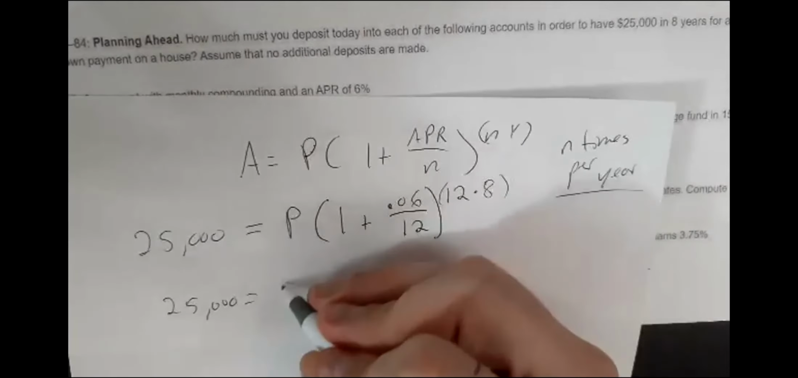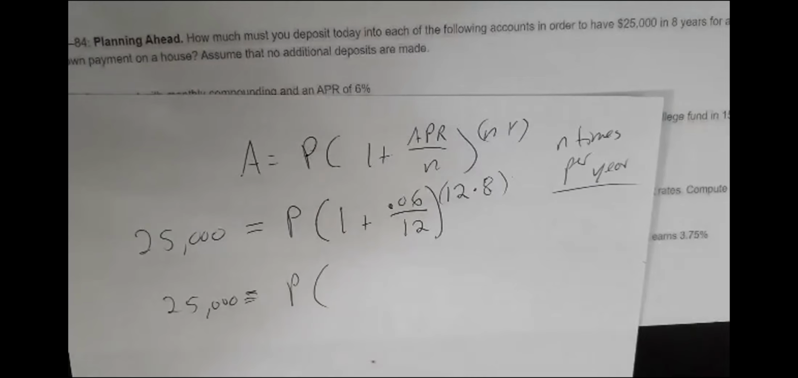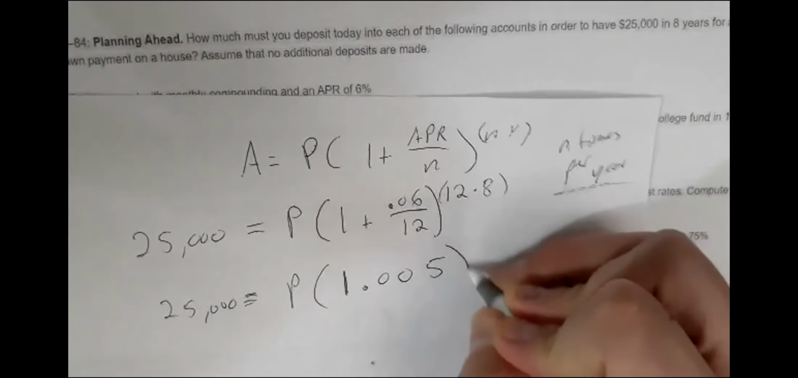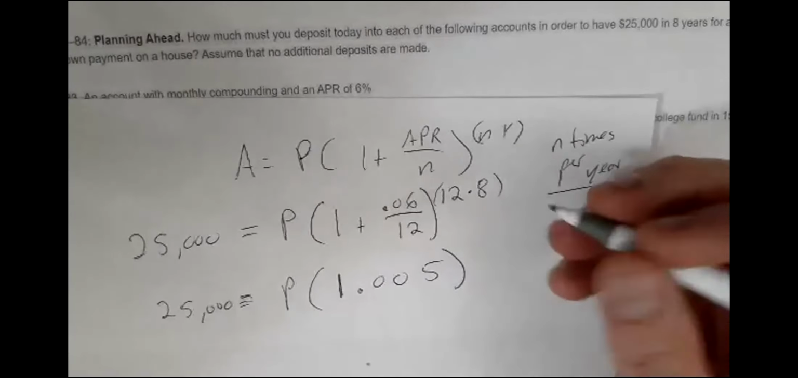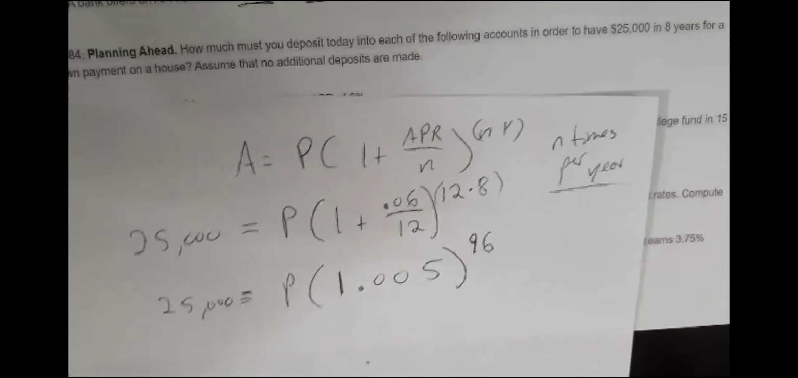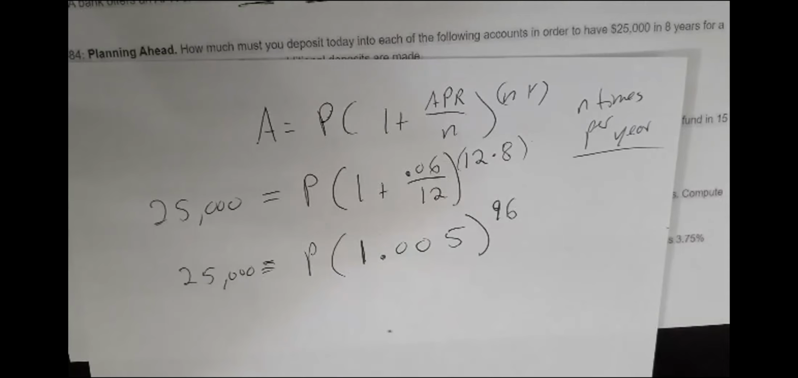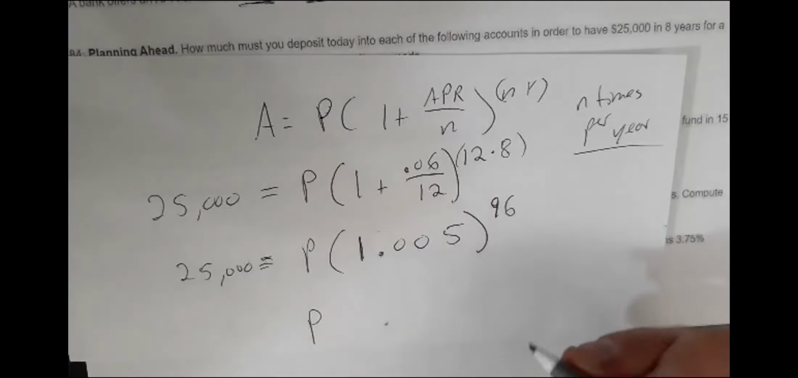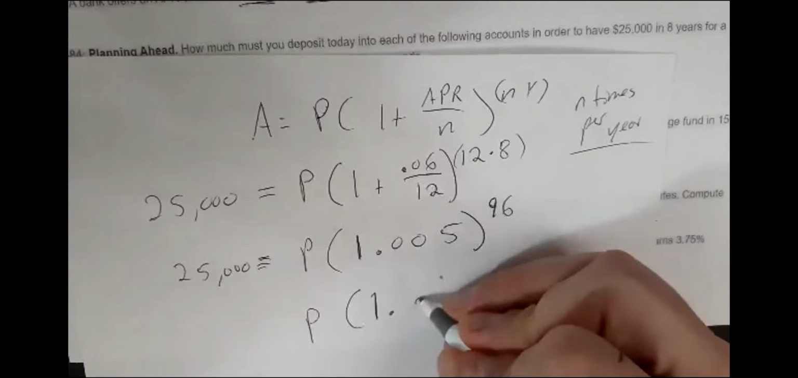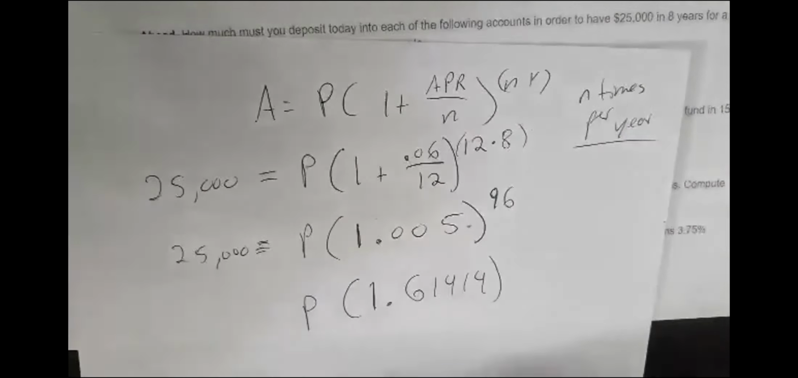So this is 25,000. I want to simplify this down a little bit. 0.06 over 12, and then we're going to add that to 1. It should be 1.005 in the parentheses here. This should be to the, what, 96 power? 8 times 12. All right, so I'm going to do 1.005 to the 96. This is like 1.61414, somewhere in there, something like that.